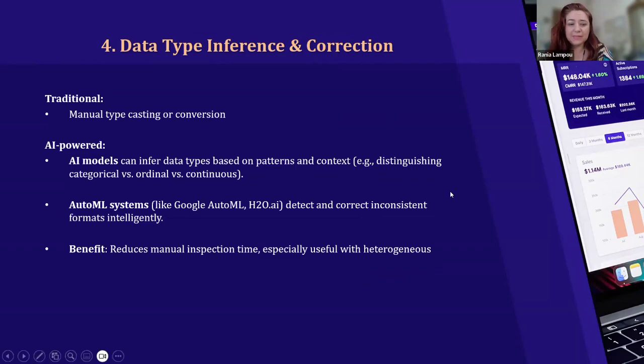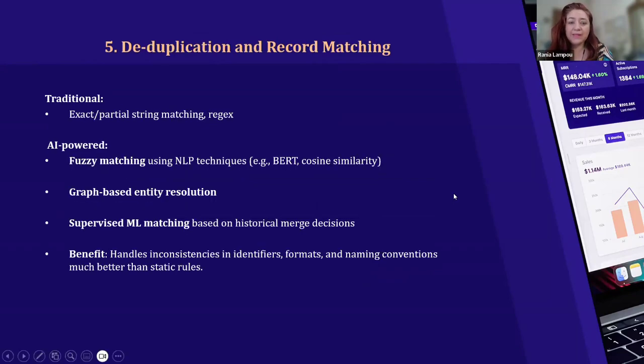We have AutoML systems. The deduplication that I mentioned, we have AI-powered fuzzy matching using NLP techniques, graph-based entity resolution, supervised ML matching based on historical merge decisions. So here the benefit is that we can handle inconsistencies in the defined formats.